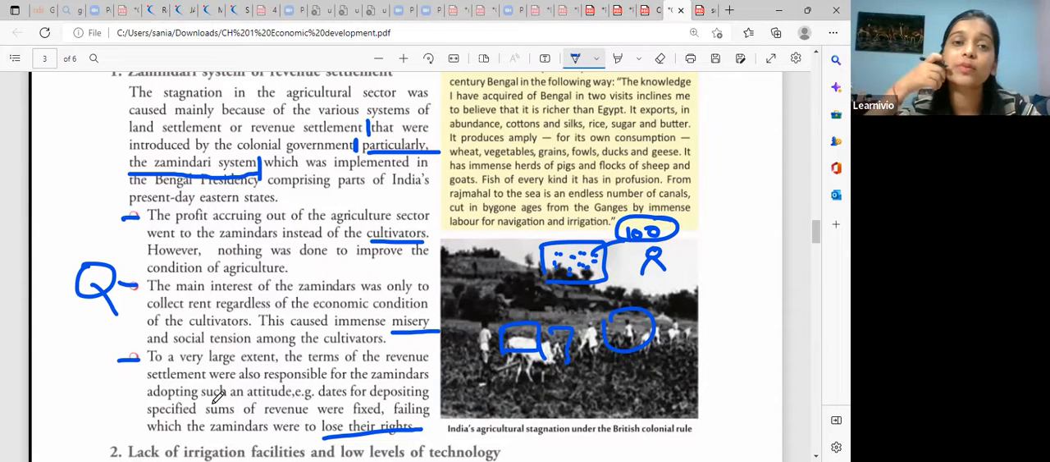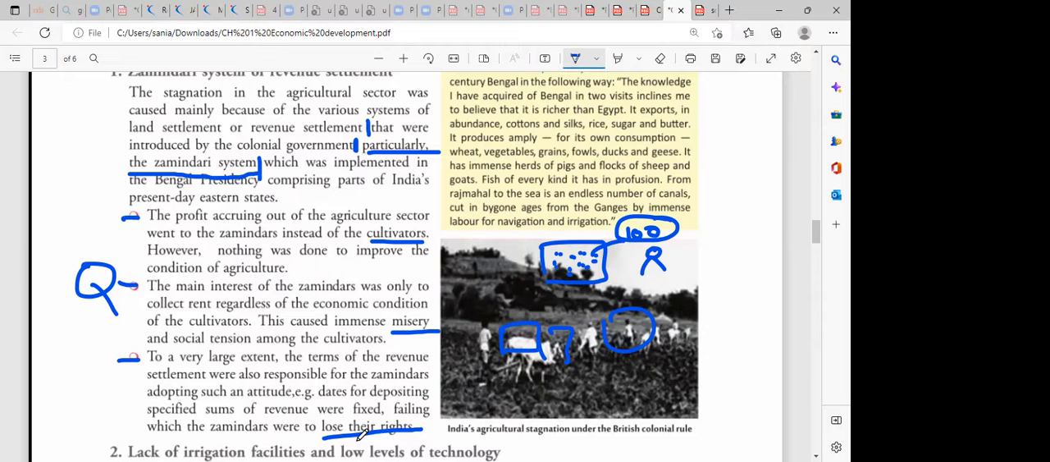Why was the zamindar adopting such an attitude? Because of the dates of depositing and all that, because if they failed to do so, the zamindar would lose. If they fail to do this thing, then they'll lose their powers. Clear? Yes, ma'am. Yes.